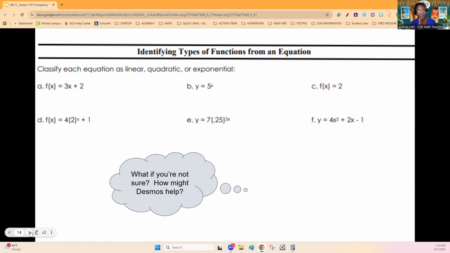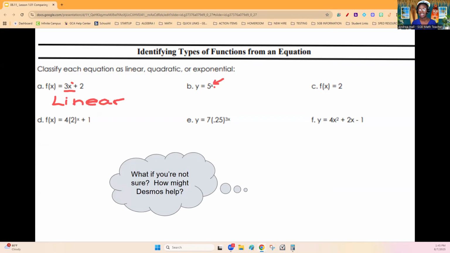Welcome back. I hope you paused the video. Classify each equation as linear, quadratic, or exponential. And again, pause the video if you didn't do it and give it a try. So first one, you have f of x equals 3x plus 2. When you look at it, the highest exponent here is a 1. This x doesn't have an exponent on it, so we call that linear.